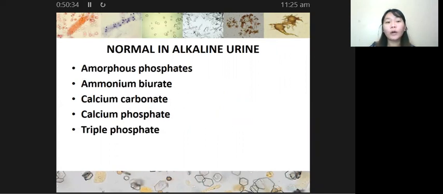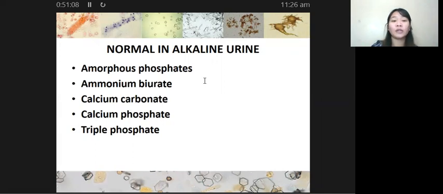Okay, next, we go naman to the different crystals which are normally found in alkaline urine. So ano ulit yung rule natin when it comes to our crystals? Basta urates or uric acid, nasa acidic urine siya. Basta phosphates and carbonates, nasa alkaline urine siya. Okay? So ano yung exception dito sa rule na to? We have their calcium oxalate, which may precipitate in both acid and alkaline urine.